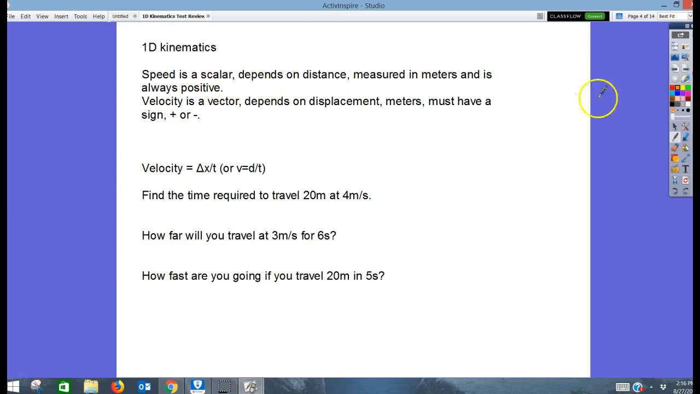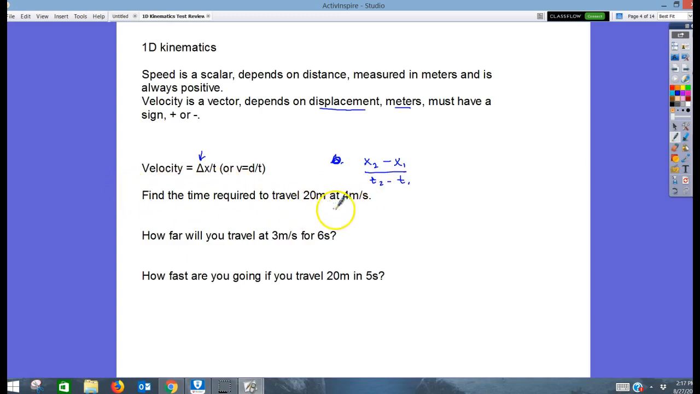Speed is a scalar quantity, and it depends on distance. It is measured in meters, and it is always positive. Velocity is a vector quantity. It depends on the displacement. It is also measured in meters, and it must have a sign, either a positive or negative. Velocity is the change in position over time, or distance divided by time. Technically, it is the final position minus the initial position over the final time minus the initial time. Initial time is almost always 0, so just over a time interval.